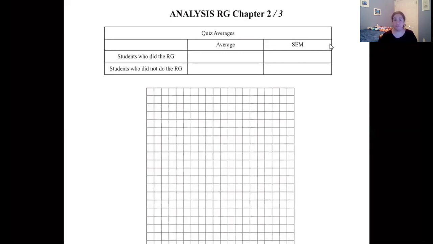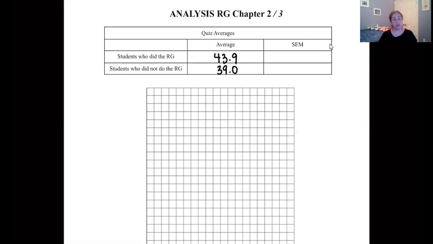Quizzes are normally 50 points. So the data that we're going to give you is the number of points that the students got out of 50. Starting with the students who did the reading guide, their average was a 43.9. And the students who didn't do the reading guide averaged 39 flat. Right off the bat, that looks like there is a difference in the data.